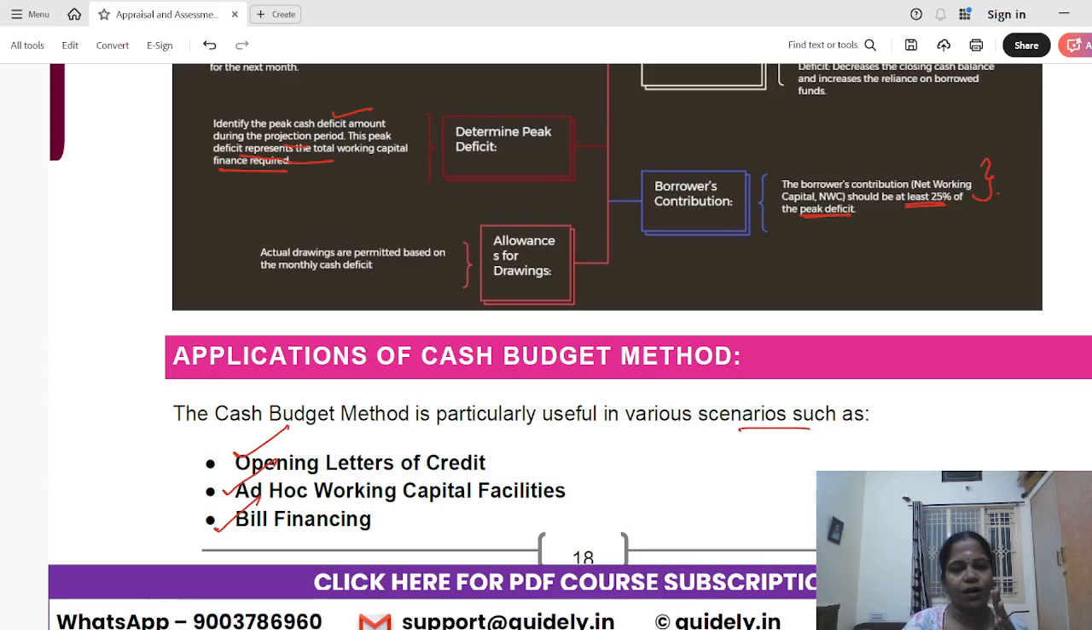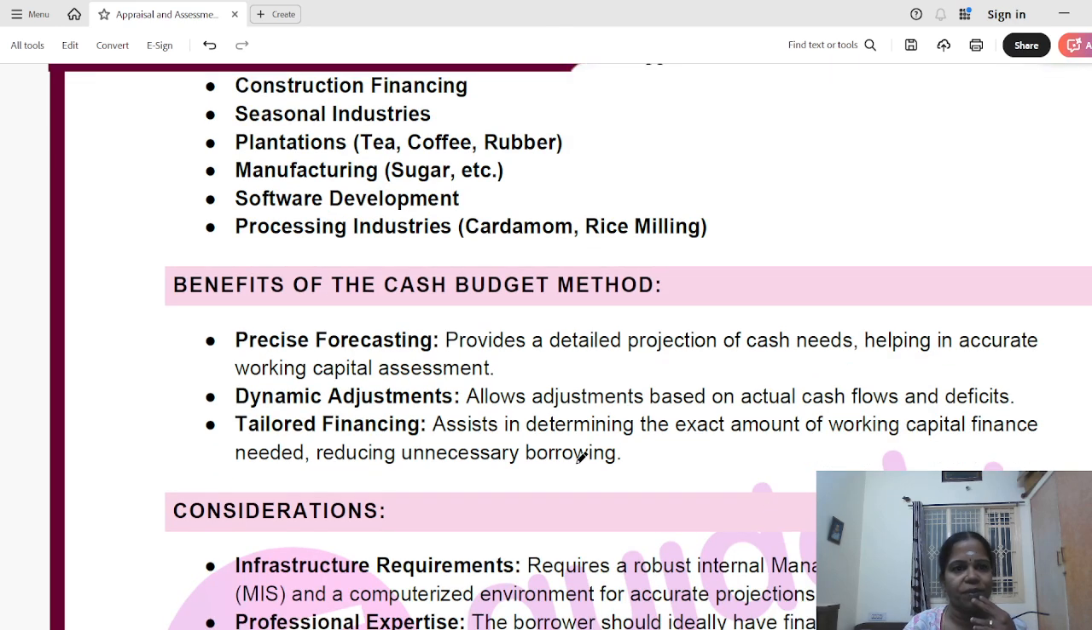That is possible forms of the working capital. What is the fund based limit of the working capital? That is called the ad hoc working capital limit. Capital is required for the business in order to meet their business needs. So that is called the ad hoc working capital.